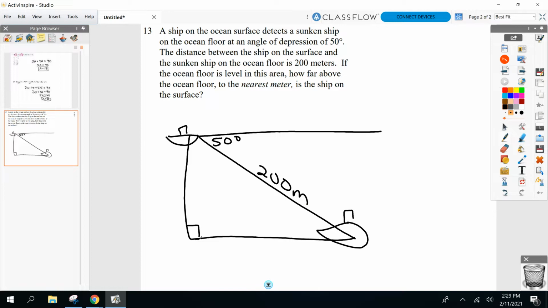So here's my floor down here. There's the ship on the surface. They're asking me for this length right here. So a lot went into that problem as far as the diagram. Now we got to solve it.